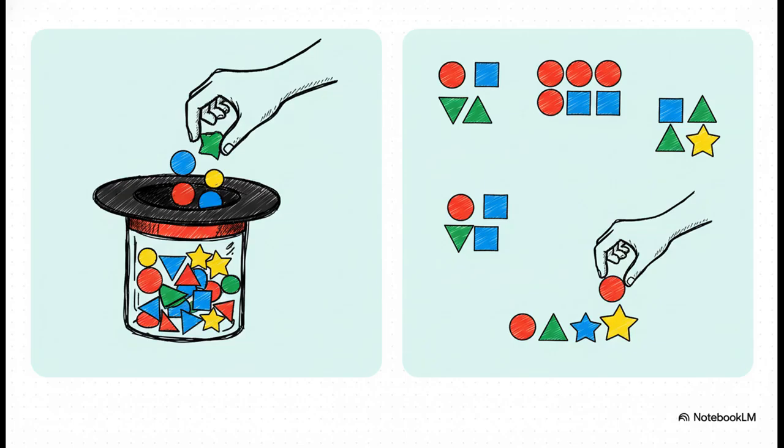But a much smarter approach is stratified random sampling. With this method, we first slice our population into these meaningful subgroups. We call them strata, like different industries or company sizes. And then we take a random sample from each of those groups.